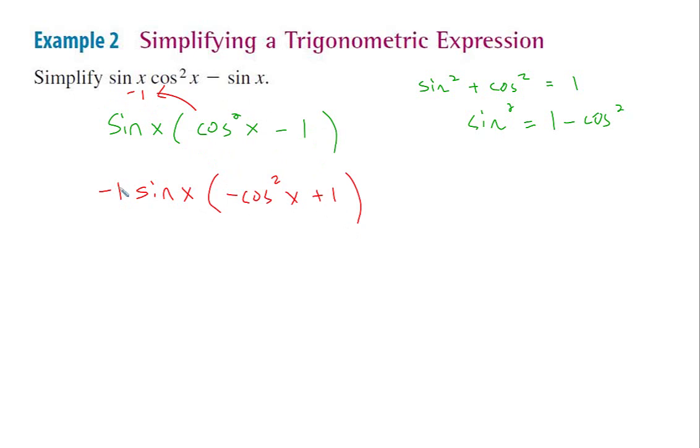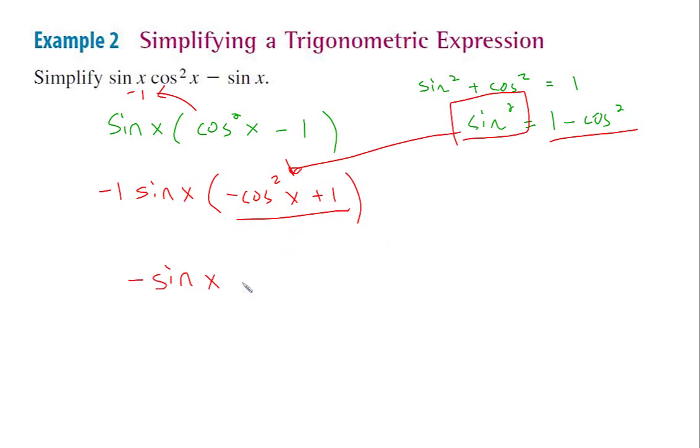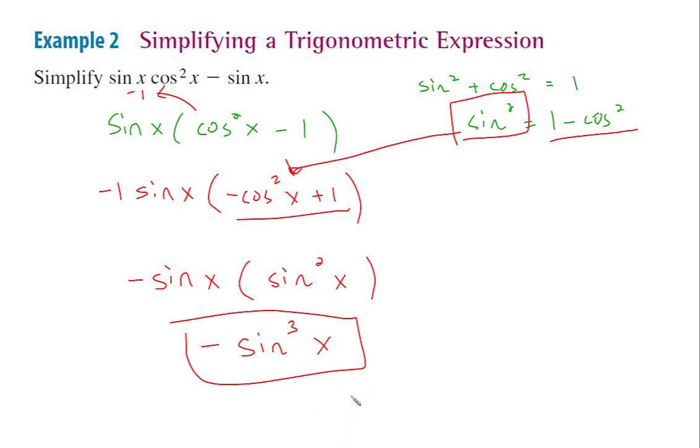The reason why I take out the negative 1 is because now this is exactly the same as this, just written backwards. Since these are equivalent, I can substitute this for sine squared. So I get negative sine x times sine squared x. And when I multiply these, I get negative sine cubed x. And that would be my answer. Okay?